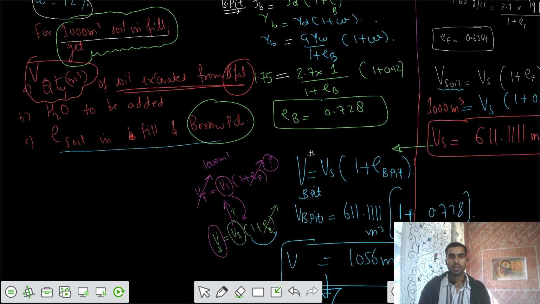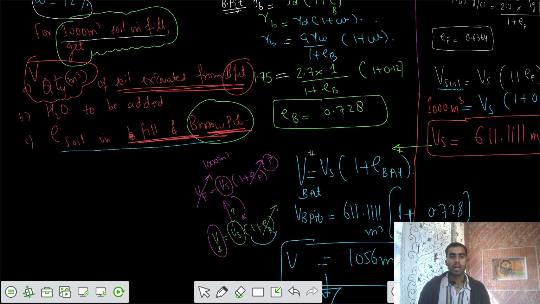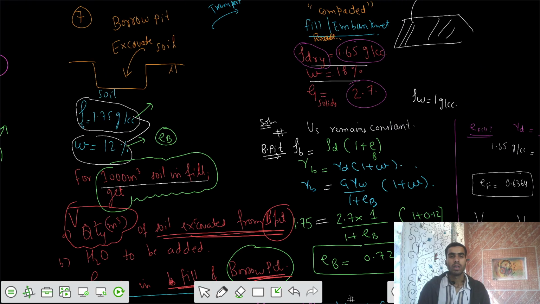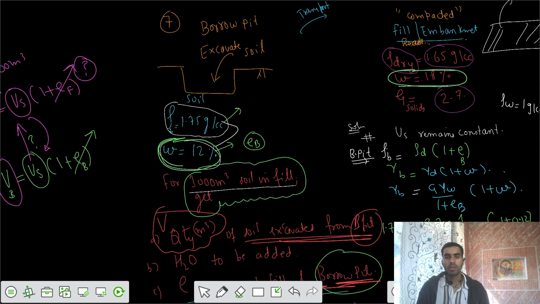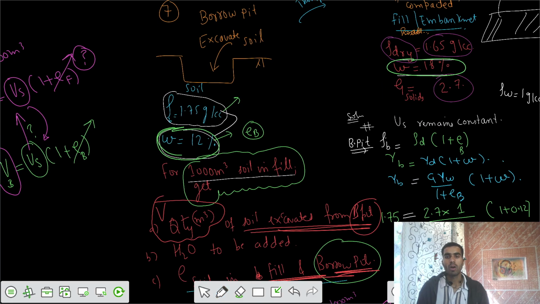First part we have calculated, and the third part we also calculated. And we need to calculate now what should be the water that we have to add. Initially, the water content of the field condition was 12%. And here we have a water content of 18%. So how much extra water content do we have to provide?